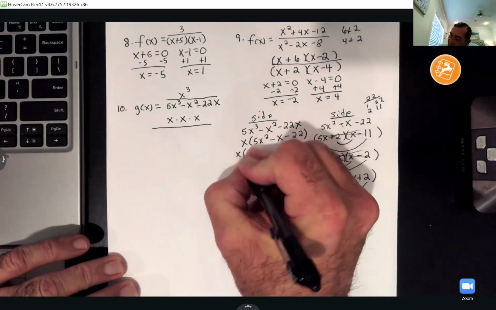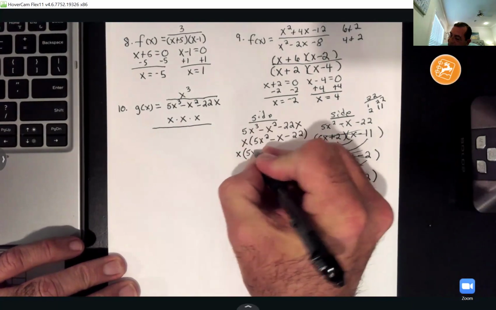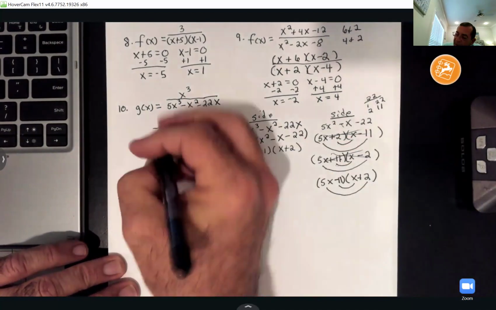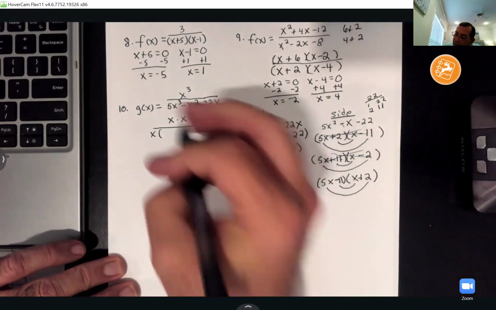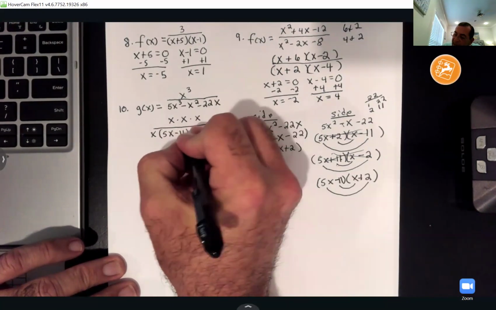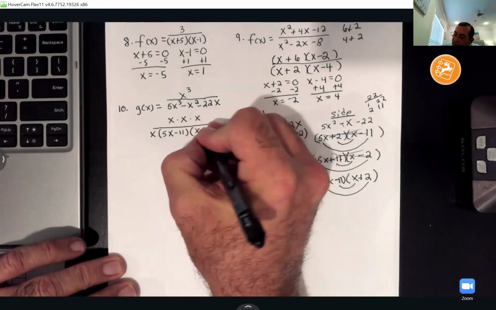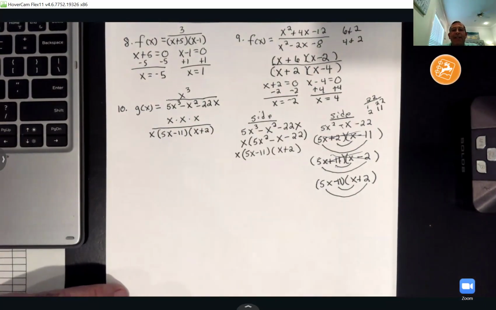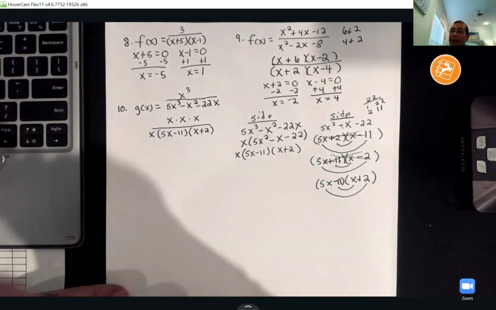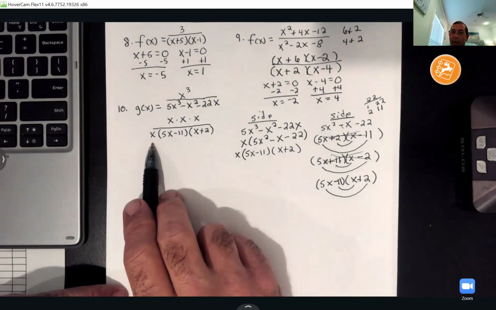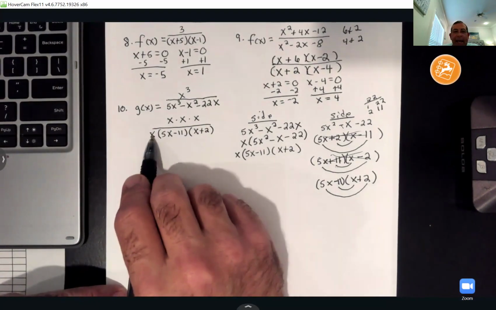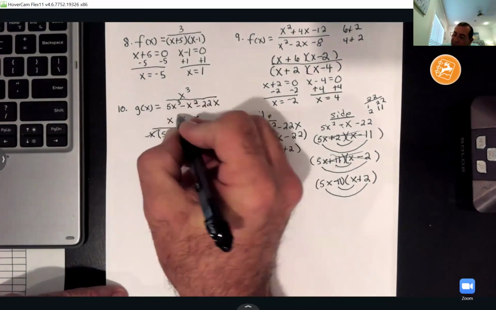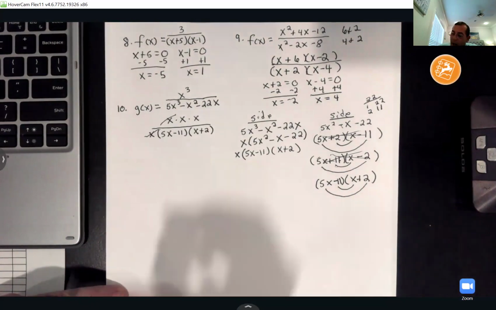All righty, so I know this now factored into 5x minus 11 and x plus 2. So let's put that over here. X times 5x minus 11 times x plus 2. So check this out. I do have a factor that will cancel on bottom that matches the top. I got an x out here. I got 3 x's up here. This asymptote is going to cancel out with that top.